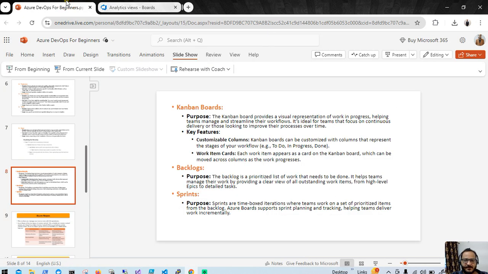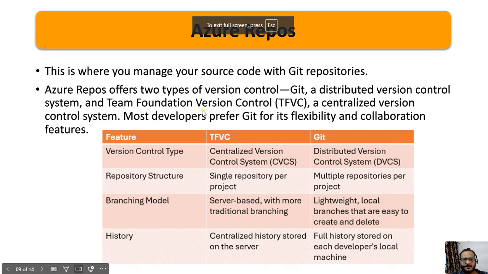Now let me quickly move to my repos. So the second service we have here is Azure Repos. This is where you manage your source code with Git repositories. In Azure, basically, we have two types of version control system. The first is Git and the second is TFVC, which is called Team Foundation Version Control. Both are used to store your source code.